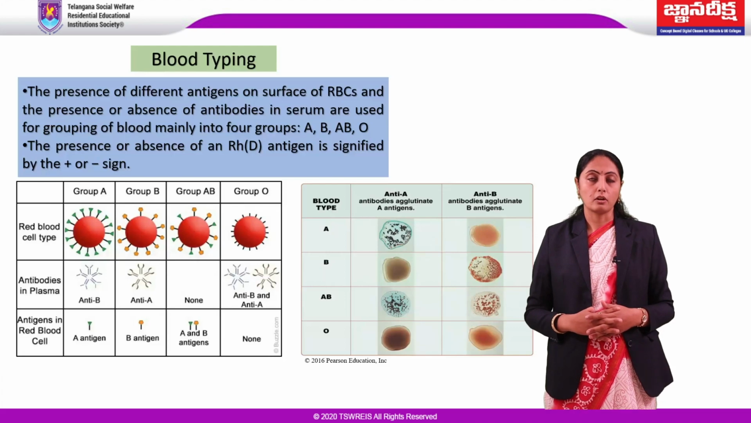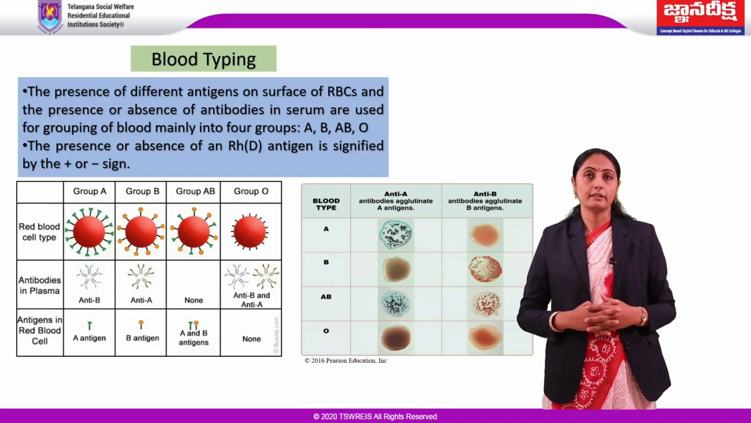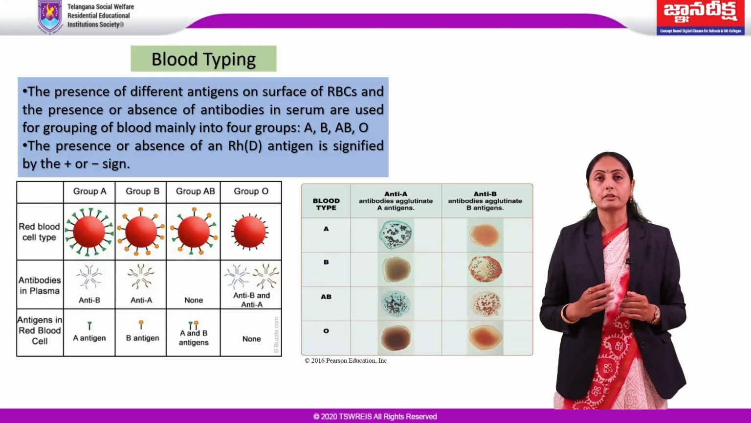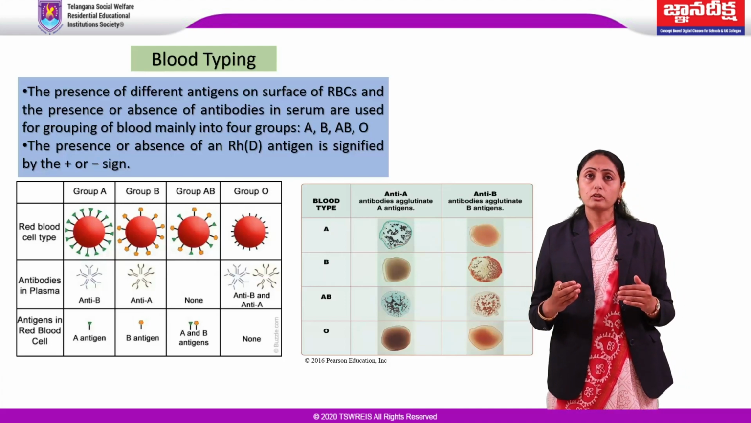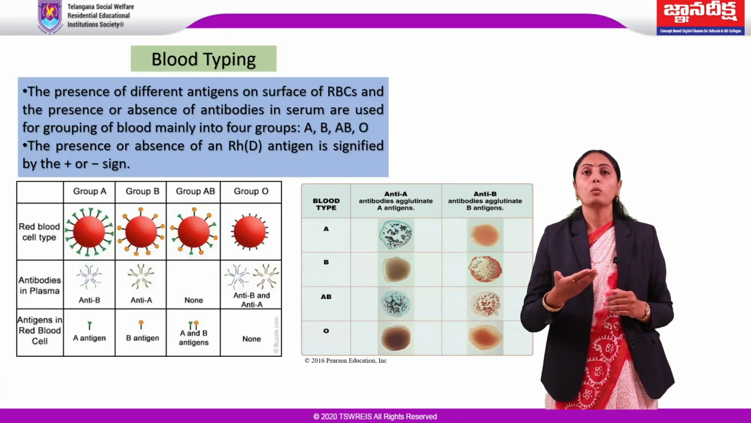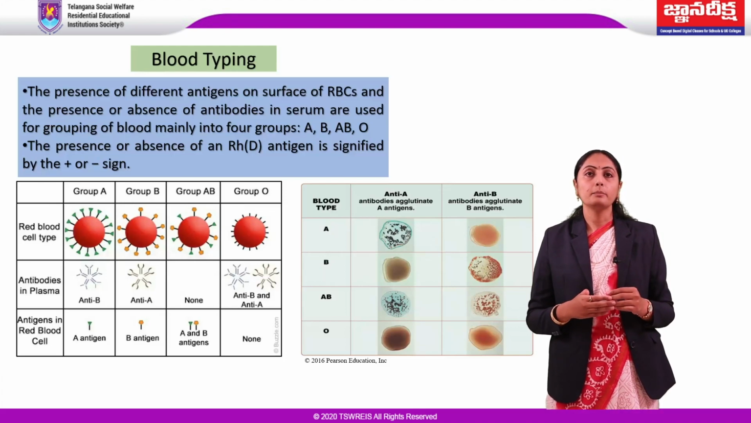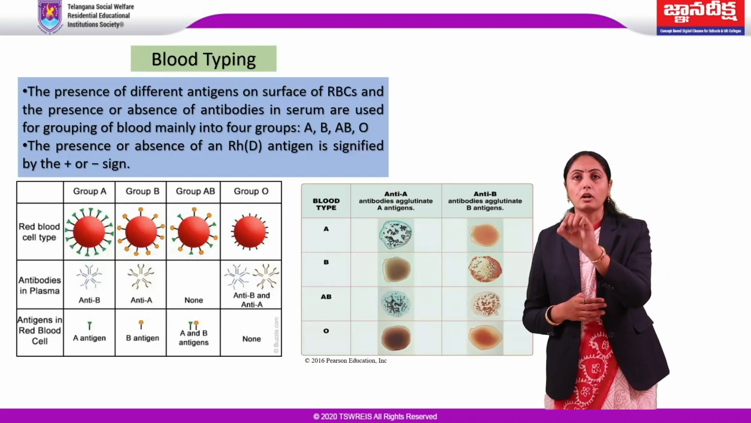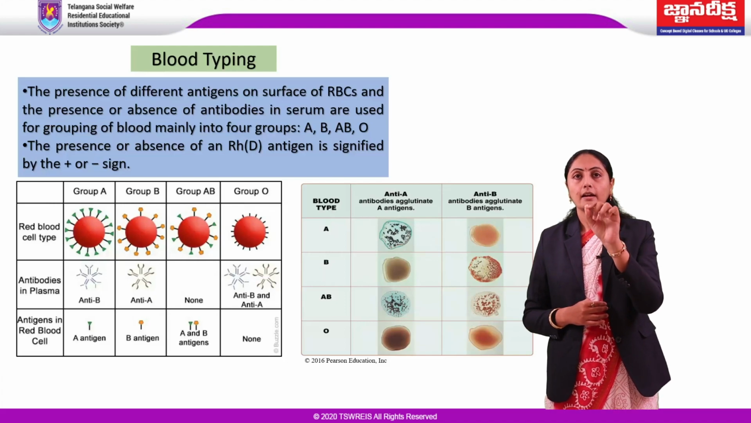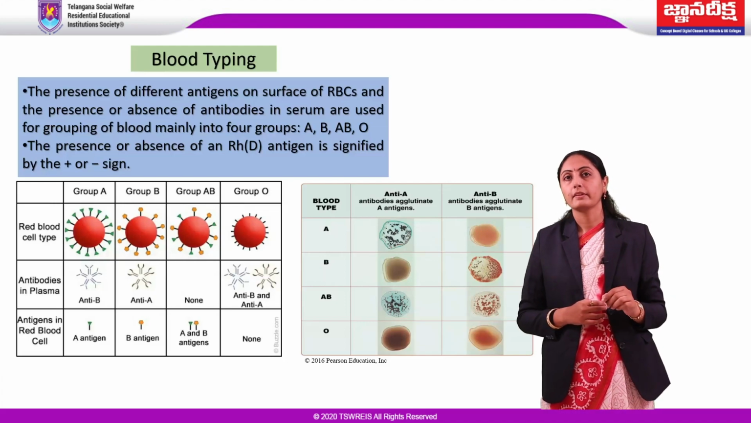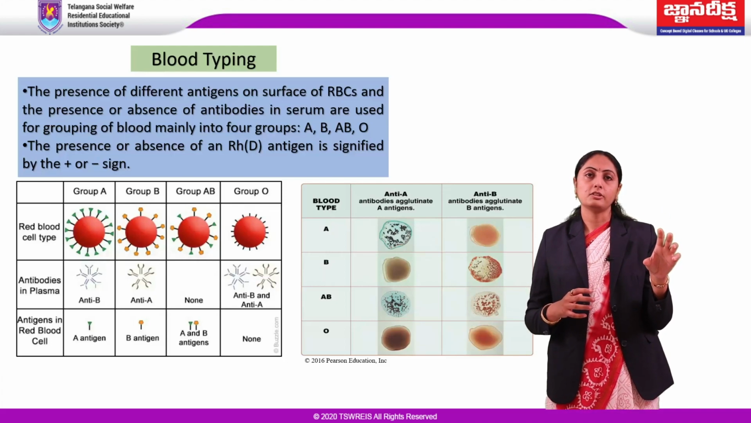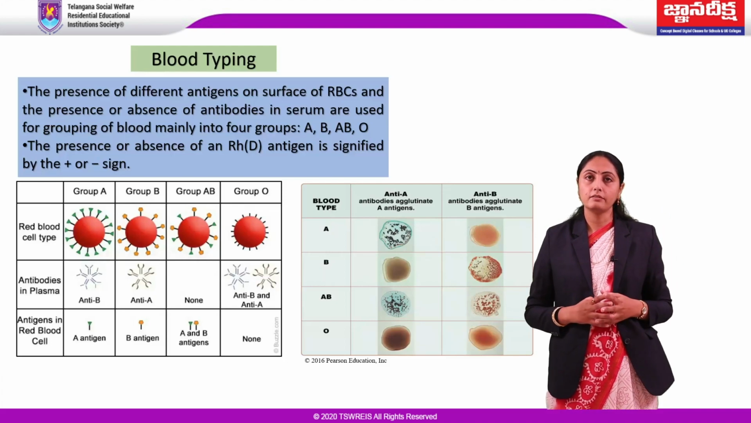Presence or absence of RH or D antigen determines positive or negative blood group. Blood grouping of a person is determined by taking a white tile and mixing 3 different drops of blood with antisera A, antisera B, antisera D. It is then observed for any visible agglutination which indicates a positive reaction.